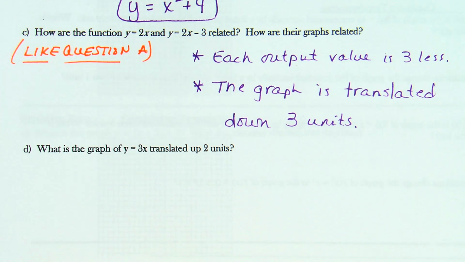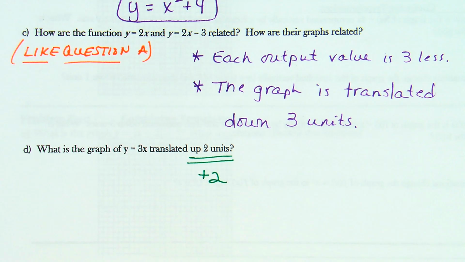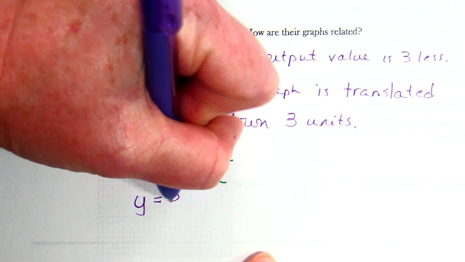D, what is the graph of y equals 3x translated up 2 units? How do we move a graph up 2? You add 2. So what does this equation look like if we add 2? That easy, folks. You're adding 2 to the 3x, so y equals 3x plus 2.